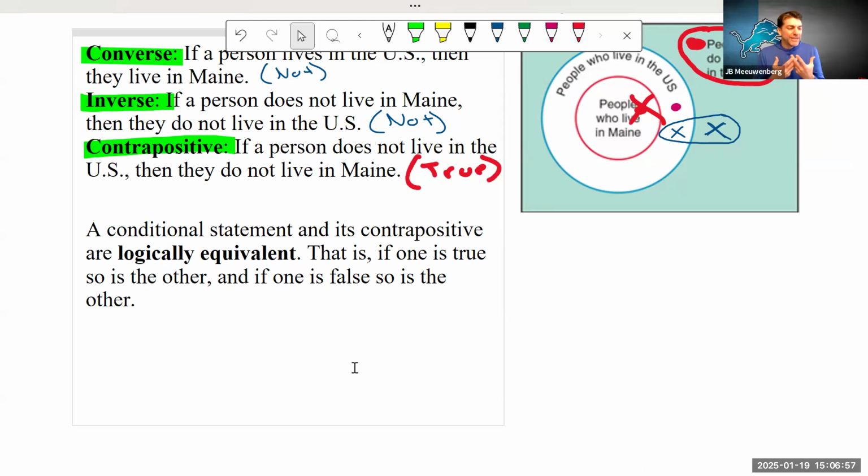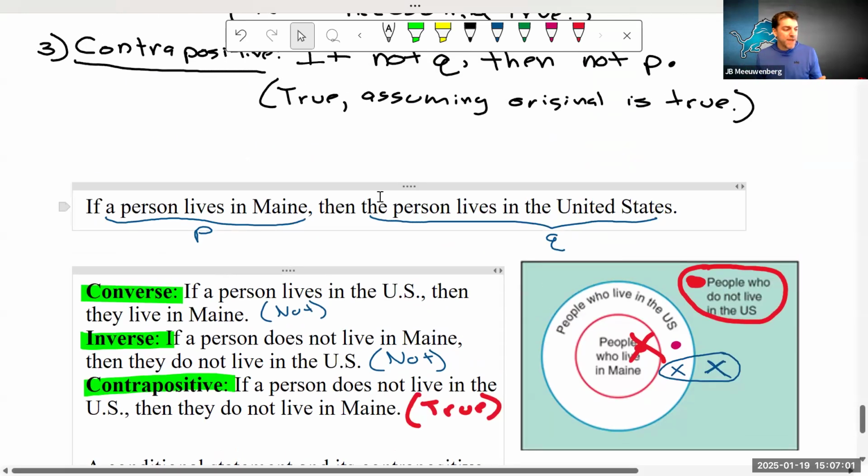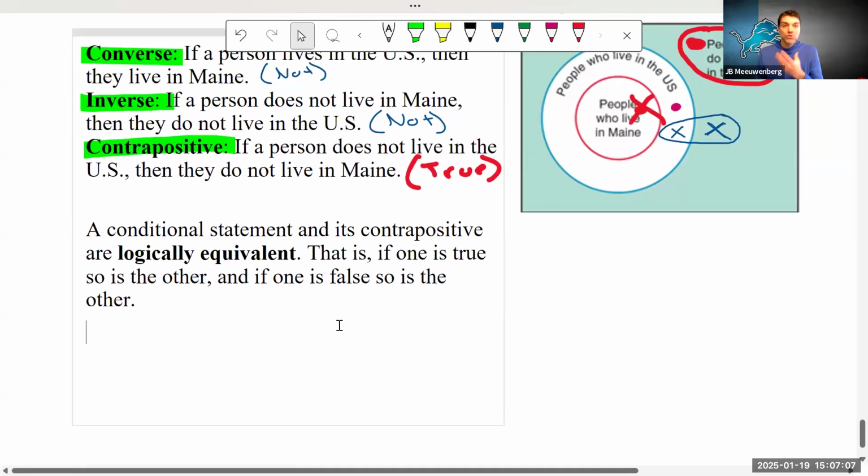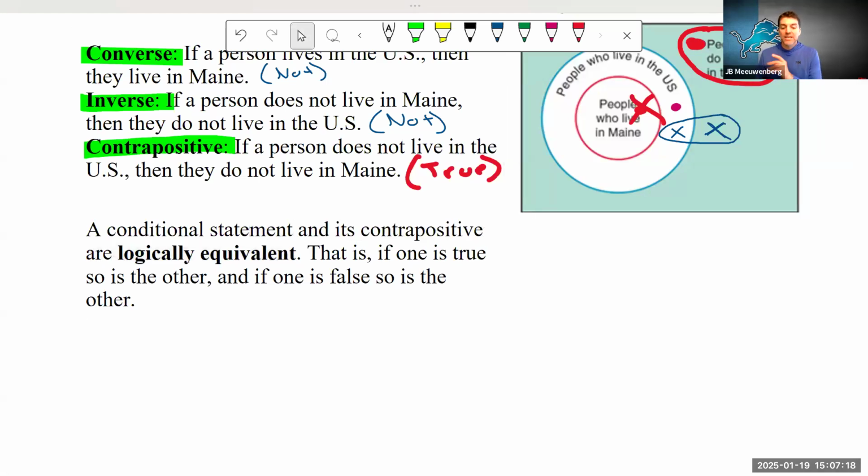These two statements were very different. They were written differently. If a person lives in Maine, then the person lives in the United States. If a person does not live in the United States, then they do not live in Maine. Those are two different statements. But if one is true, then so is the other. And if one is false, so is the other. That's what it means for things to be logically equivalent.